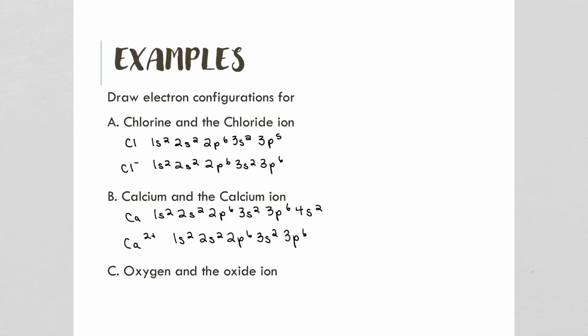And then finally we're going to do oxygen and the oxide ion. So oxygen is 1s2, 2s2, and then 2p4. And then the oxide ion gets 2 more electrons to become like neon. So it'll be 1s2, 2s2, and 2p6.